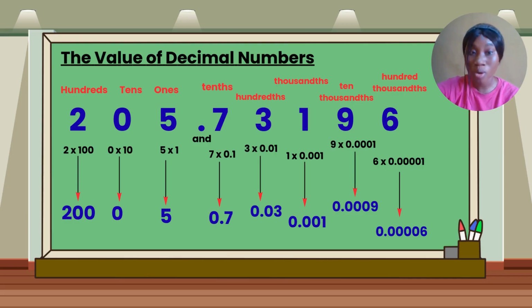Remember I said whole number and fractional part. So you can decide to write it as a decimal number or you can decide to write it as a fraction. So in decimal form I have 0.7. In fractional form I have 7 over 10 for tenths.